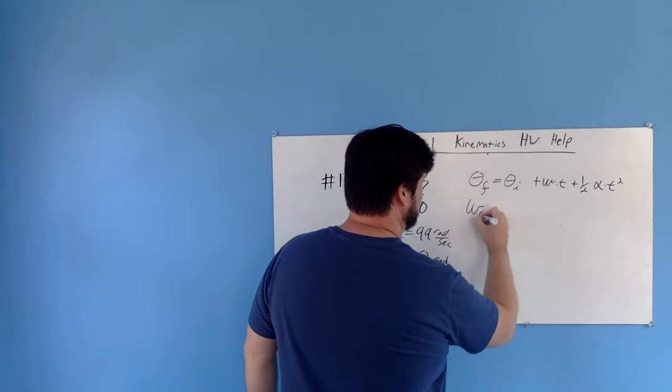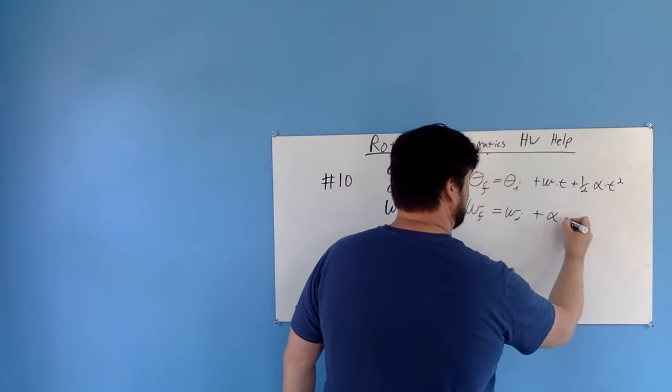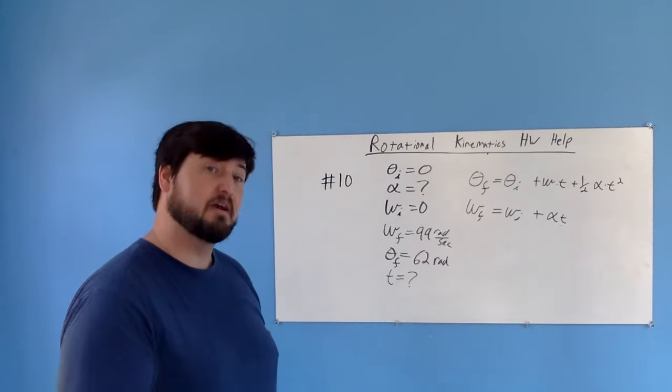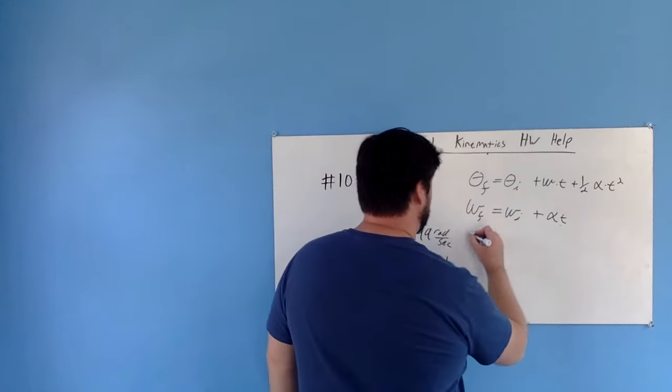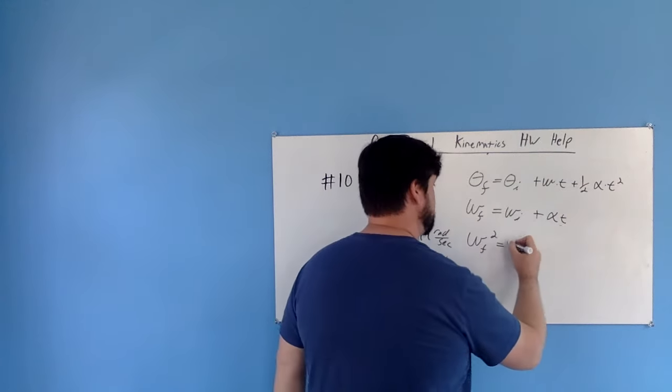We got our omega final, okay? That's equal to omega initial plus alpha times time. Two unknowns stuck together. That's not going to work. What else do we do? The only other option we got, timeless equation.